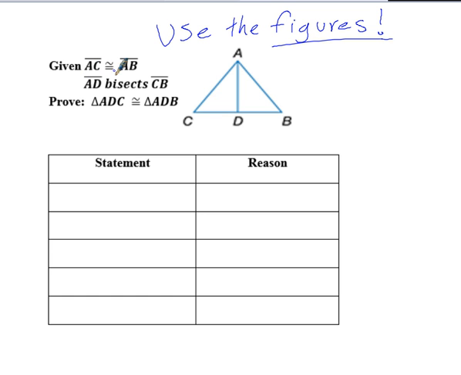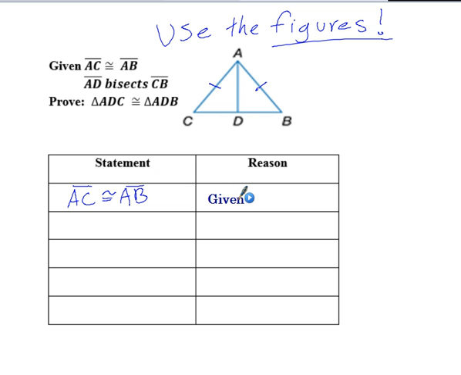So what are we given here? We are given that AC is congruent to AB. So go ahead and mark that. We're also told that AD is bisecting CB. So this line right here is bisecting this line. It's cutting it in half. So, like every proof, we always get to start with our givens.